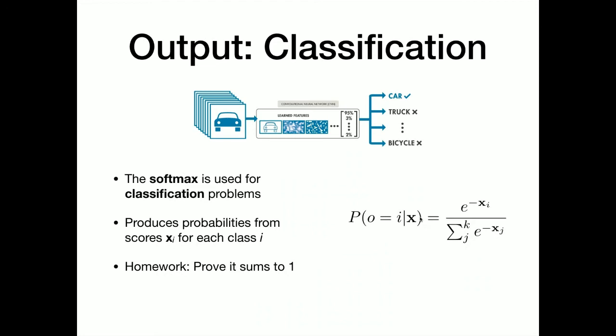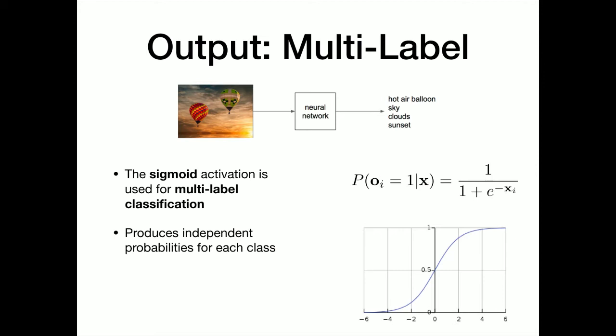The second popular type of output for a neural net is for multi-label problems. Here, you have an input, but it doesn't belong to a single category. It can have many categories that apply to it. Another name for this is tags for an image. So for this image, you want to say, yes, hot air balloons, there are hot air balloons in there, sky. But what you don't see appear is, for instance, water.